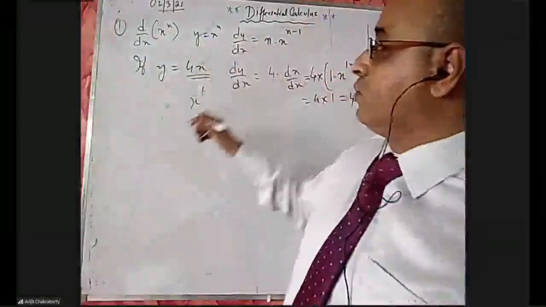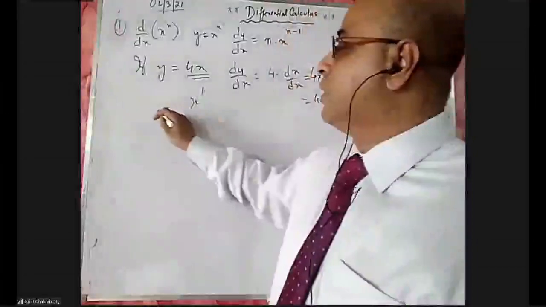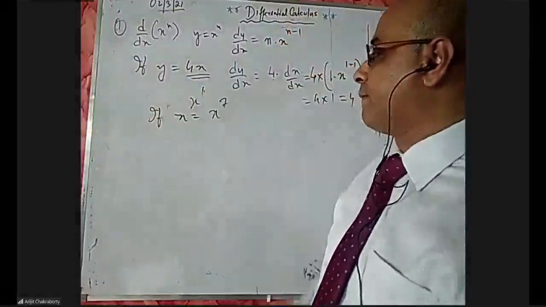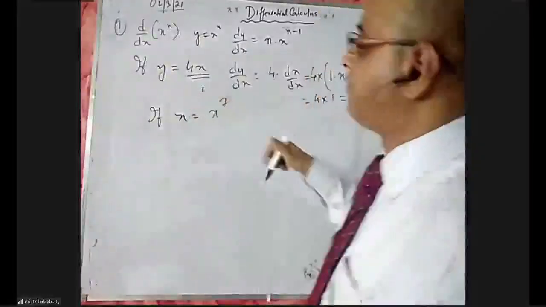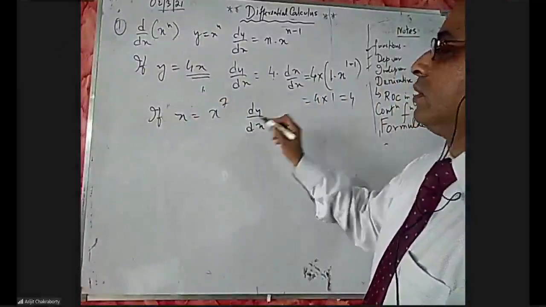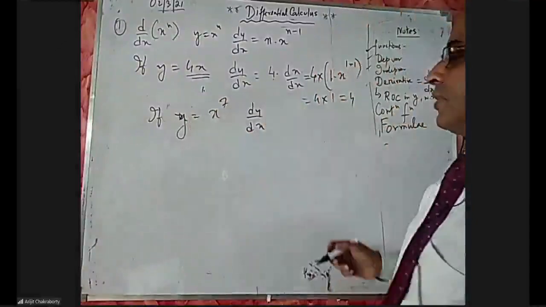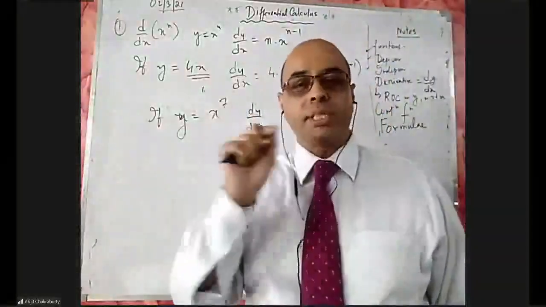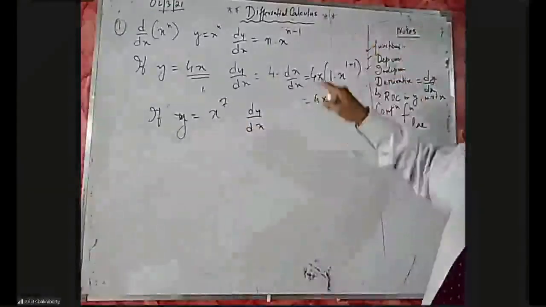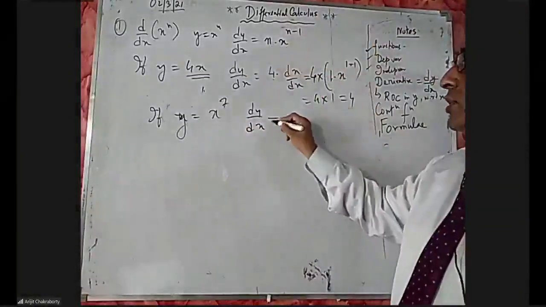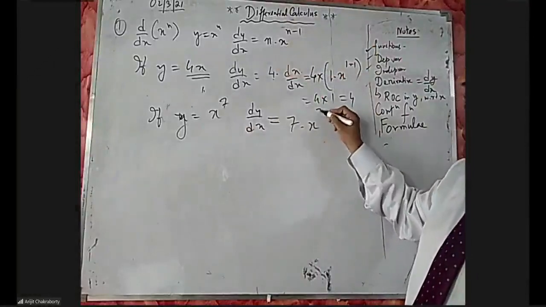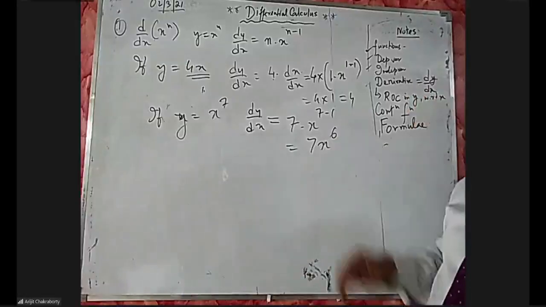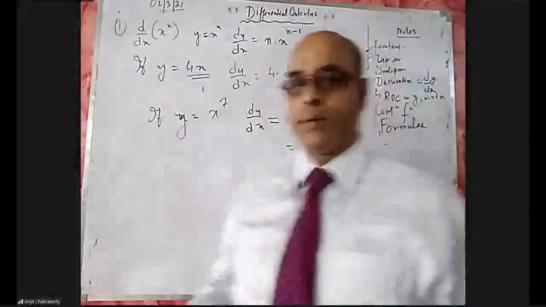If I give you a typical question in the exam, say y is equal to x to the power 7, what will be the value of dy by dx? For x to the power n, the differential coefficient is nx to the power n minus 1. So this will be equal to 7 into x to the power 7 minus 1, that means 7x to the power 6. So this is an important formula which you have to remember.